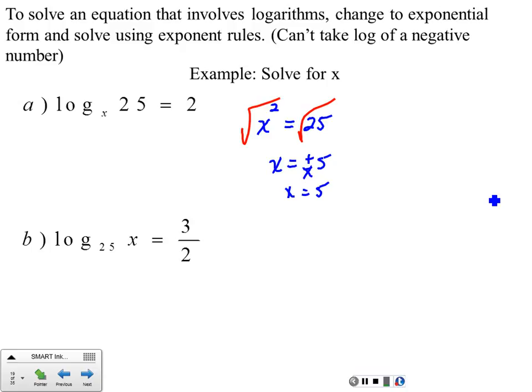Okay, so for b, same thing. Your base is going to be 25. 25 to the 3/2 power is equal to x. So it's saying 25 to the 3/2 power is going to give me what number? And that's how you would read that log.